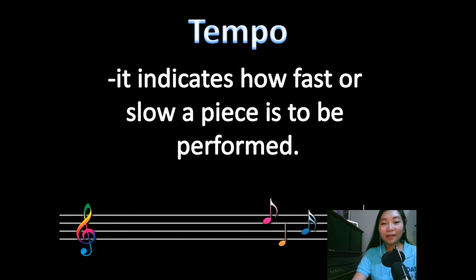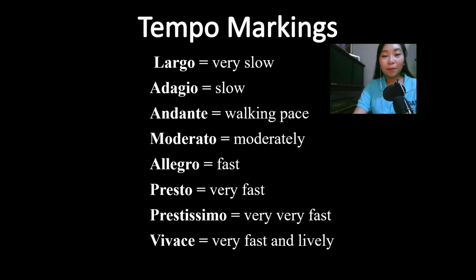Now for our next element, we have tempo. Tempo indicates how fast or slow a piece is to be performed. Tempo markings are important for us to know how fast or slow we are going to perform a particular song.